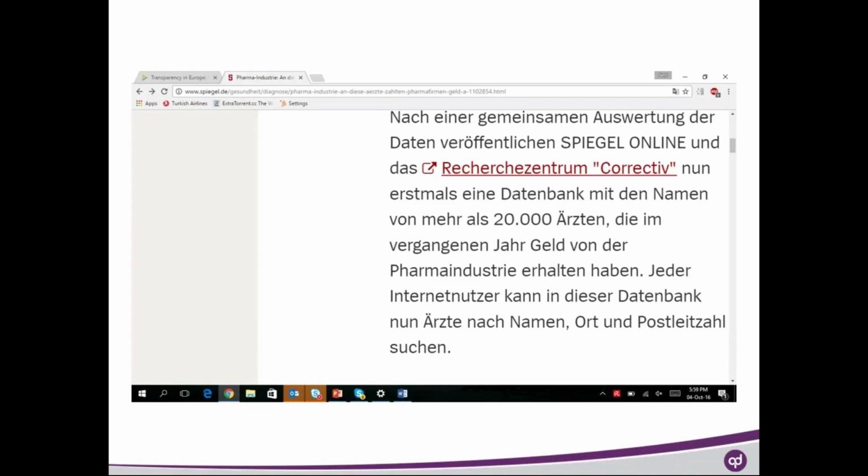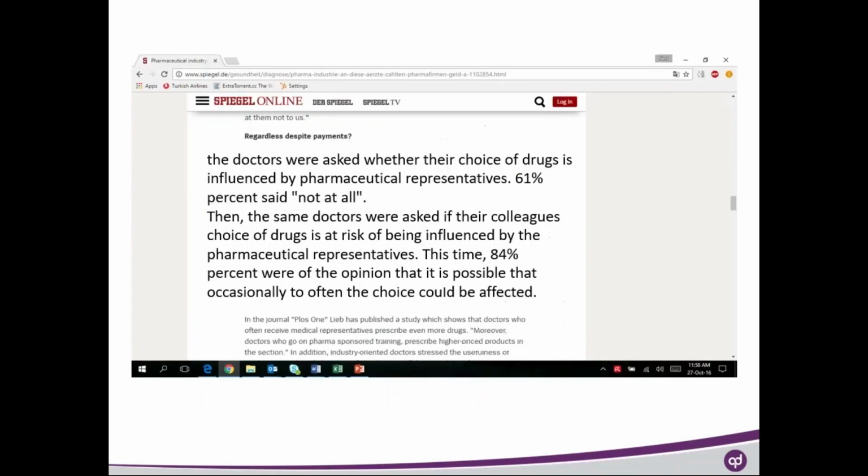And then the last comment that they made was that the doctors were asked whether their choice of drugs is influenced by pharmaceutical representatives, and 61% of the physicians said not at all. That was based on a survey they conducted with a set of physicians.